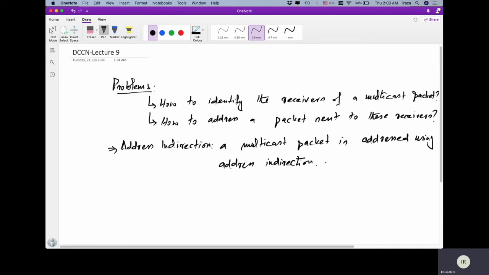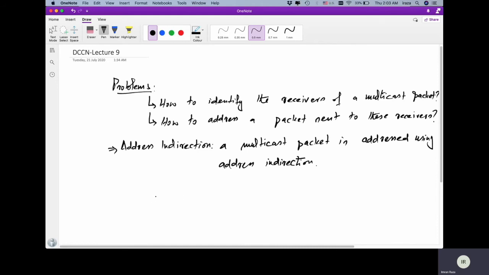Right. So this means that there is a single identifier that is used for the group of receivers, and a copy of the packet addressed to the group using this single identifier will be effectively delivered to all the multicast receivers associated with that group. Right. So in the internet, by the way, the single identifier that represents a group of receivers is a class D multicast address.